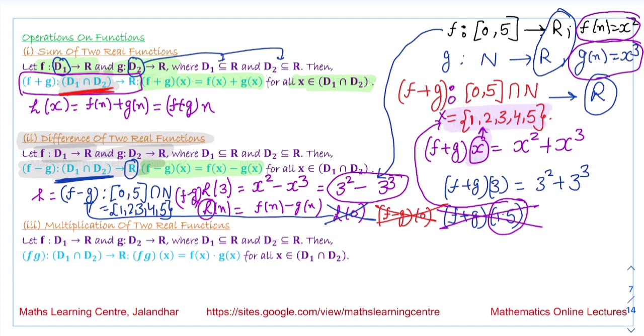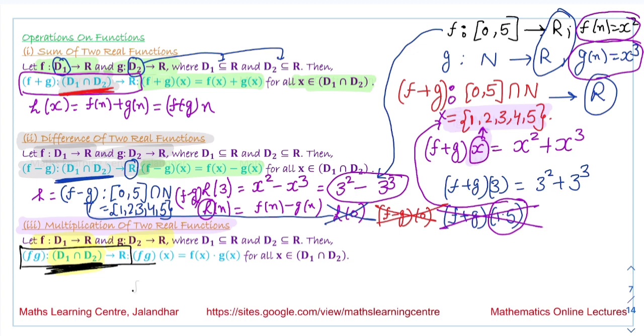The next operation we have is the multiplication of two real functions. Again, the same thing we are considering. We have a function f from d1 to R and a function g from d2 to R. d1, d2 are subsets of R, so both the functions are real functions. Then the domain of f into g is again the intersection of d1 and d2, d1 intersection d2.